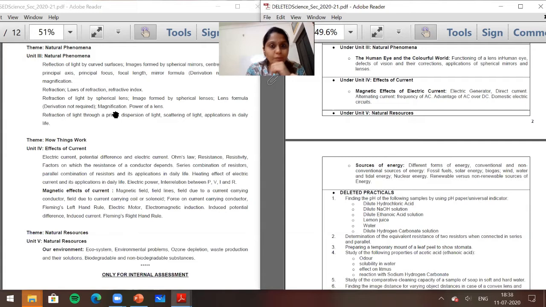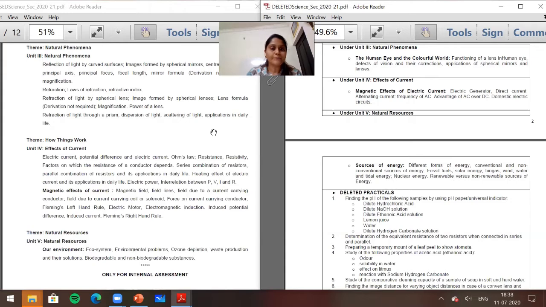Now refraction through a prism is there. That angle of deviation diagram, again I'll point out, is very, very important. When light passes through a prism, it gets split into 7 basic colors. Dispersion of light, scattering of light, and applications in daily life are there. The entire atmospheric refraction part is there, and this entire part along with human eye I have covered in my YouTube channel. If you want to go through it, please go. Even if it's deleted, you can at least go through it so that you'll get the information.